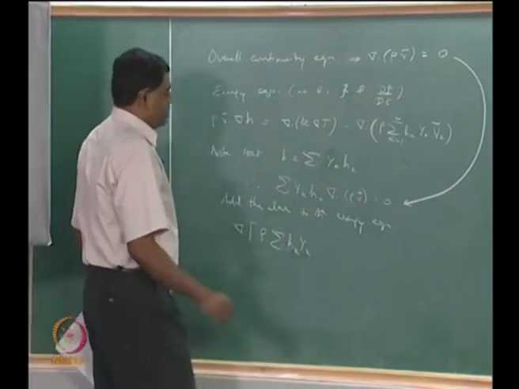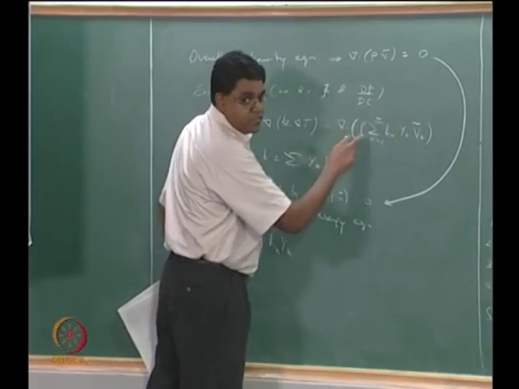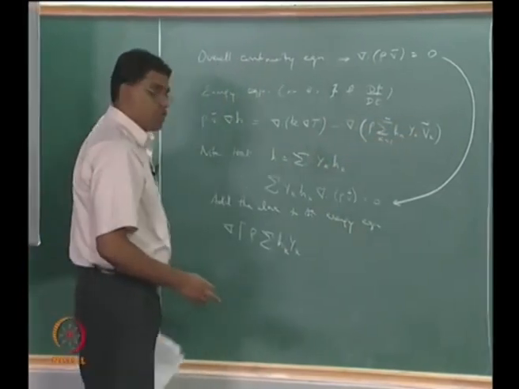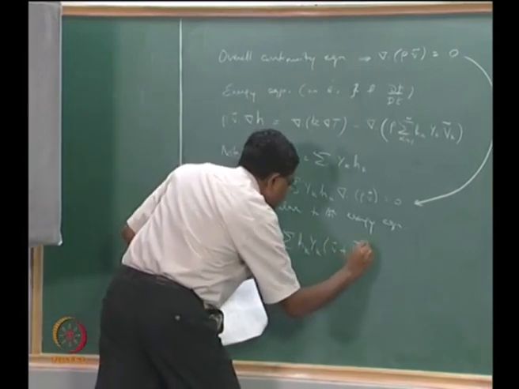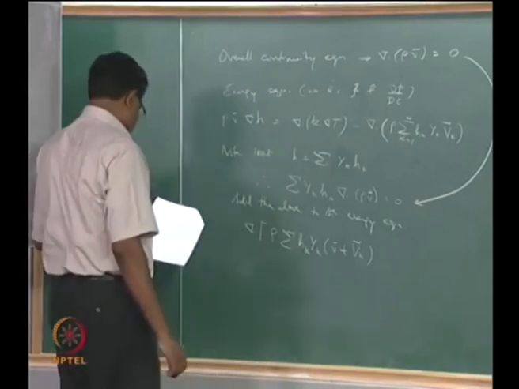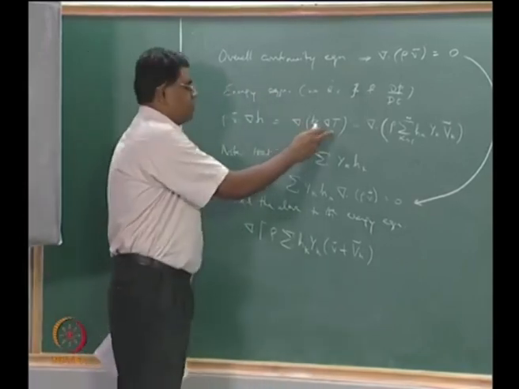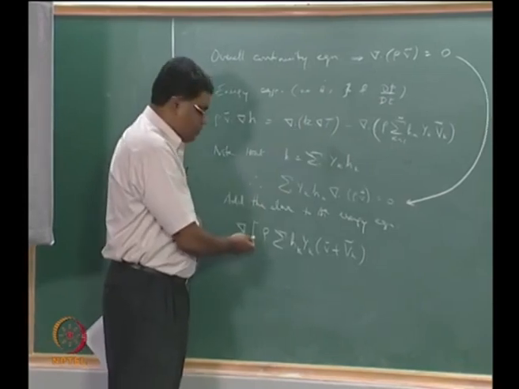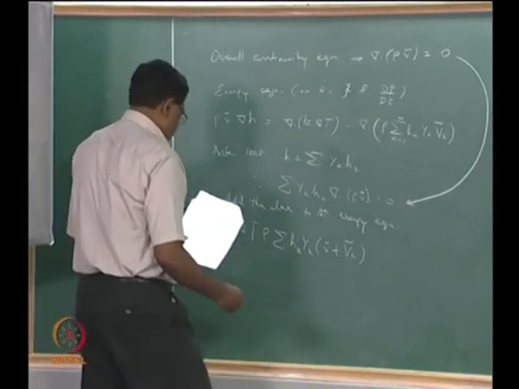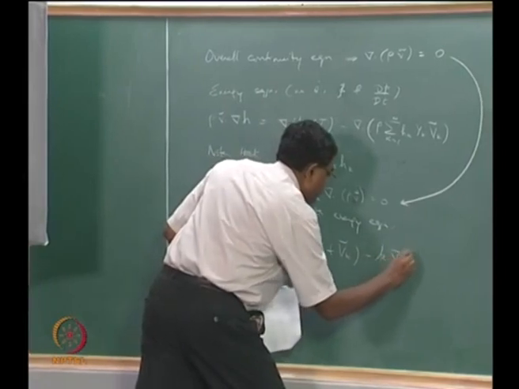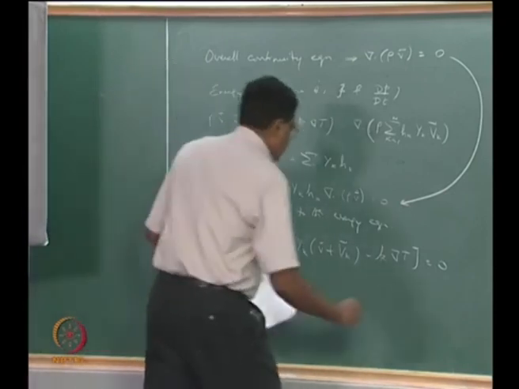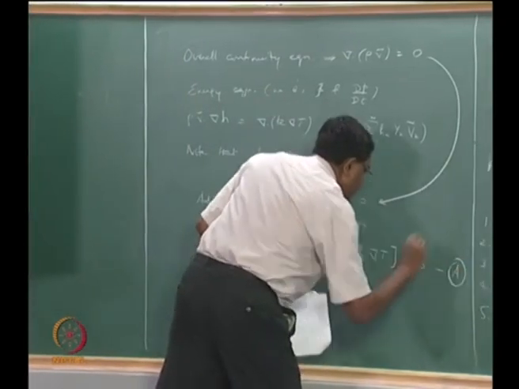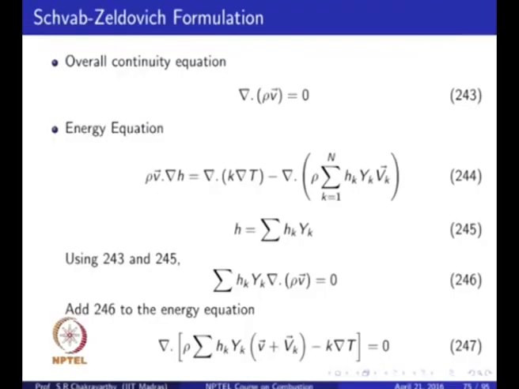Why did I want to do that? Because I have a divergence of rho times this, right. I should now be able to combine these two, V plus capital VK, right. And I also note that this is like a divergence term. And so if you now have a divergence that is outside, I should now be able to write this also inside, K gradient T equal to 0. Now let's call this A. Keep this.